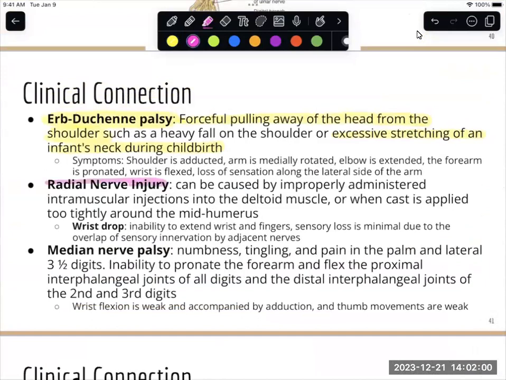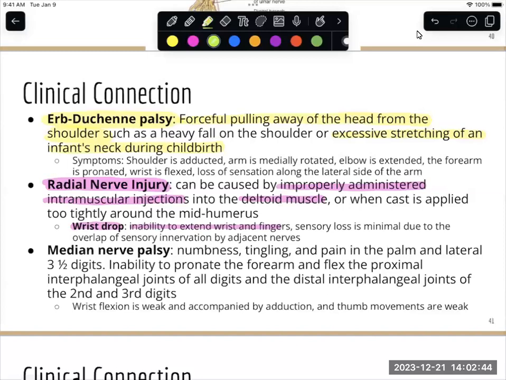Radial nerve injury. If an injection into the arm is not done into that deltoid correctly, it can hit the radial nerve. They get wrist drop because that radial nerve travels down the back of your arm. So it's going to a lot of those extensors, which allow you to extend your wrist up. And if you can't extend your wrist, it drops. So it gives you that inability to extend those wrists.